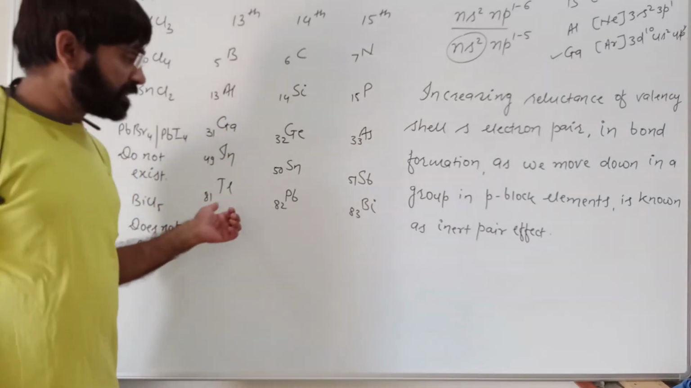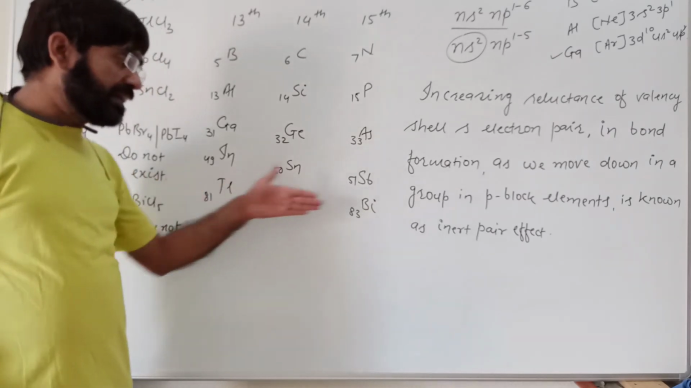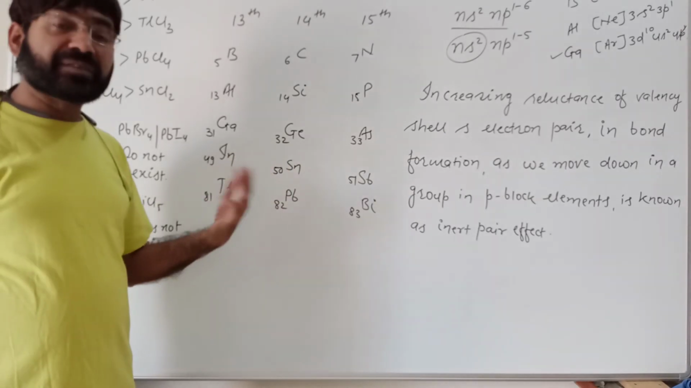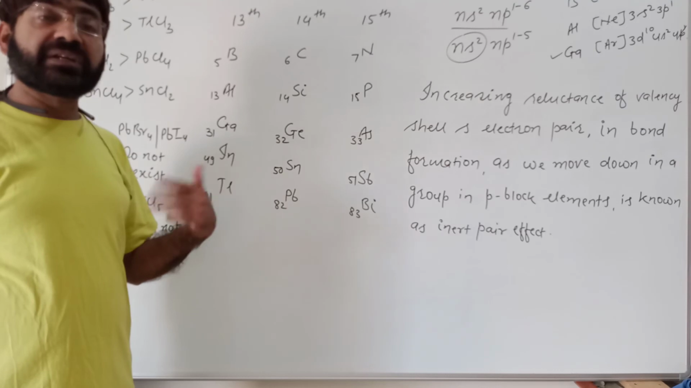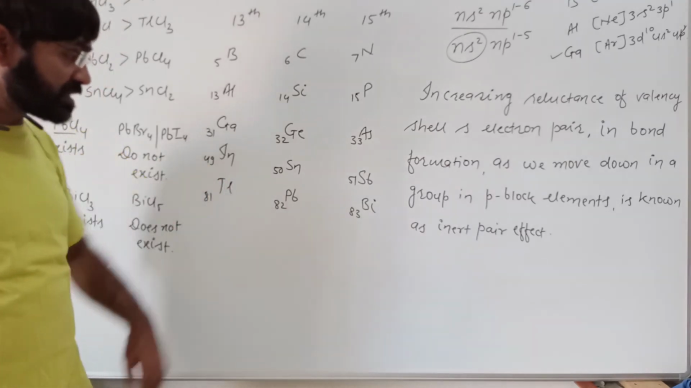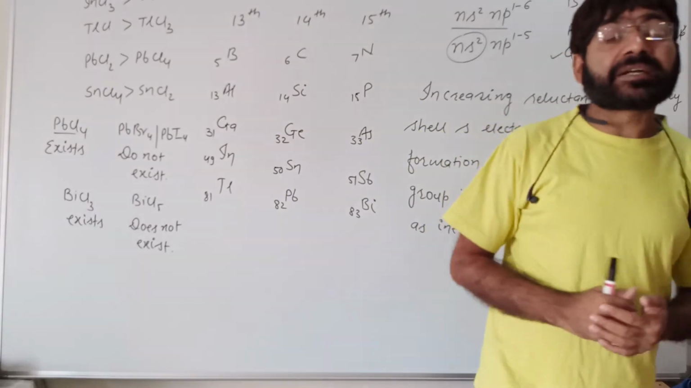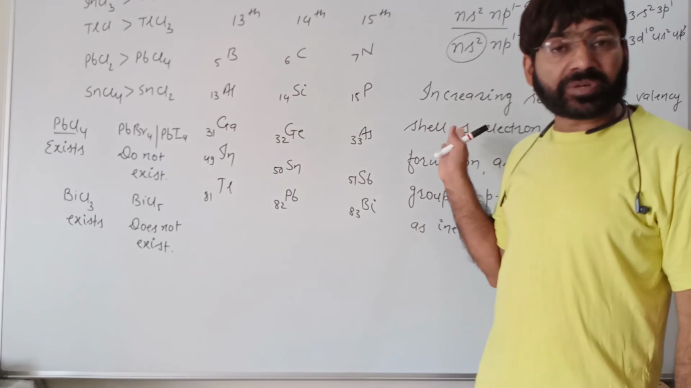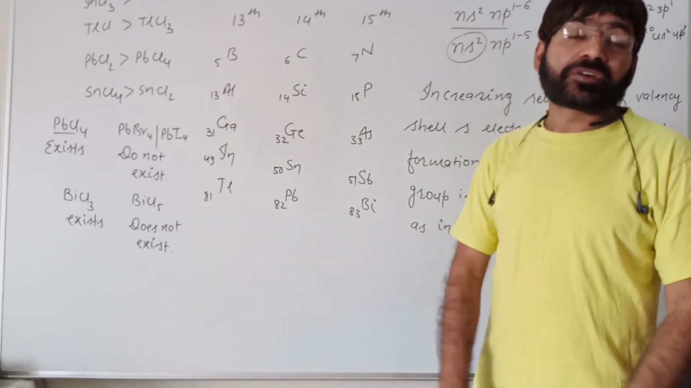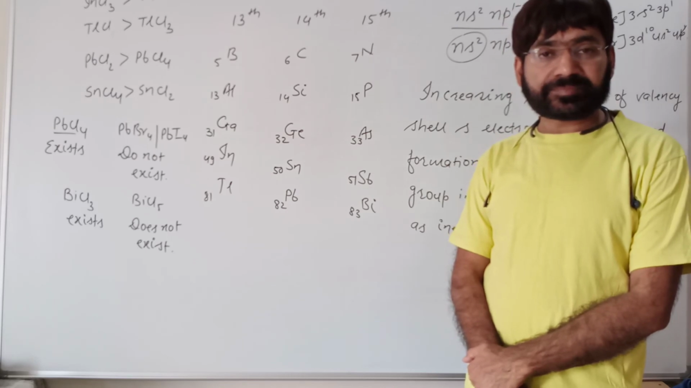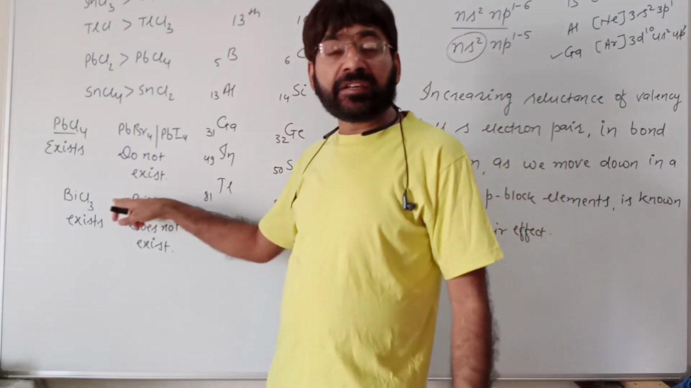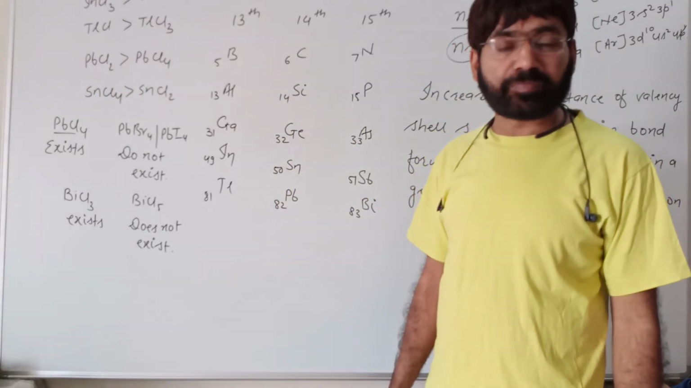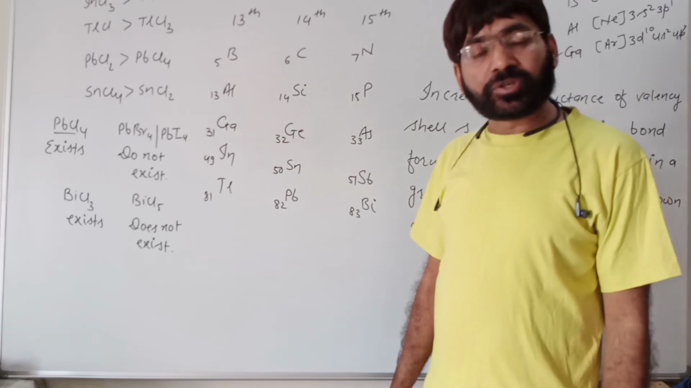And its reason is quite obvious. As we move from left to right in the periodic table, the size of the atom decreases, and as the size decreases, effective nuclear charge increases. If effective nuclear charge is more, then it is difficult for the s electron pair to be involved in bond formation. That means while moving from left to right in a period, the inert pair effect increases. So for bismuth, BiCl3 exists while BiCl5 is a non-existing compound. Is it okay with all of you?